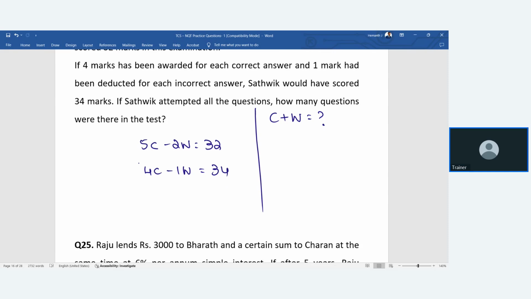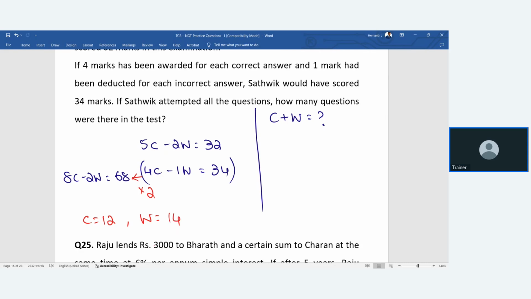Now double the second equation, right? If you multiply by 2, then it is 8C minus 2W equal to 68. Now subtracting, the 2W will cancel. 3C is equal to 36, so C is equal to 12. Correct questions are 12. Right, so 48 minus 34, wrong questions are 14, if I am not wrong here.